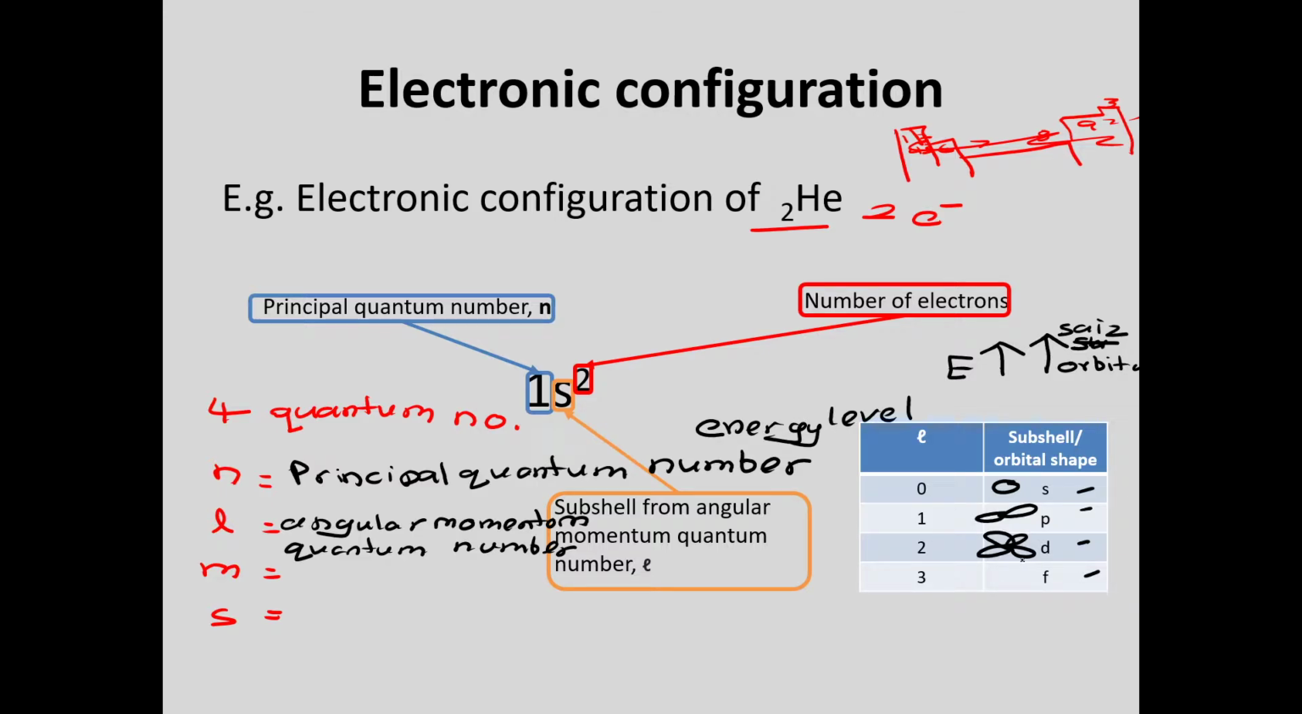Seni. Okay. So, apa pula M? Apa maksud M? Magnetic quantum number. Yes. Magnetic quantum number lah. So, magnetic quantum number kita tentukan dia punya orientation. Yes. And then S ni for spin. Spin tu ada 2 je. Satu up, satu down.